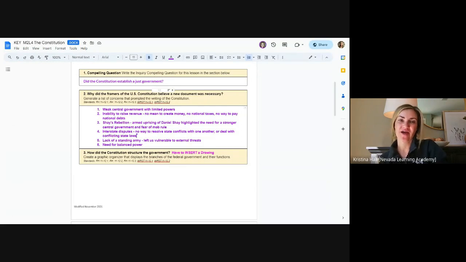The central government was limited in power. The Articles of Confederation was not working. The inability to raise taxes, to raise revenue, there was no way to, you do have to have money. I don't know anybody who's excited to pay taxes, but the reality is you have to pay some tax. We have to pay something into the system for them to provide us protection, to provide us services.